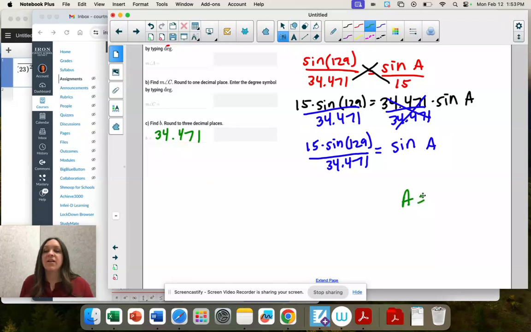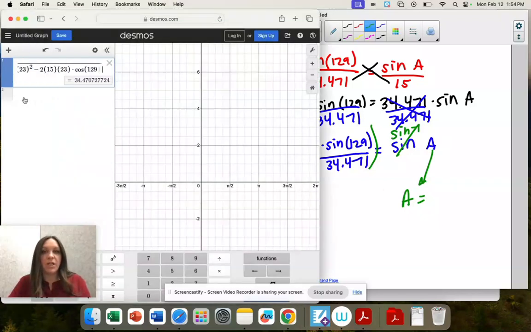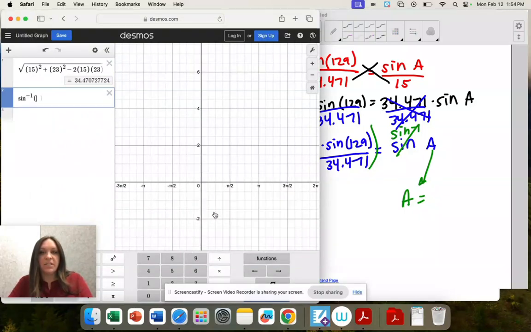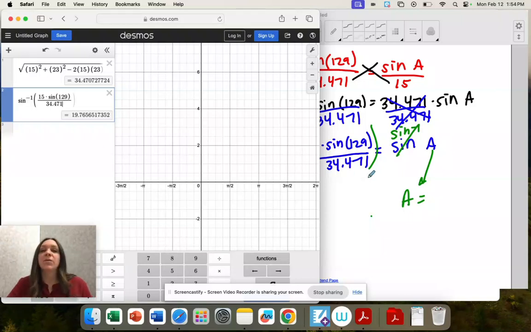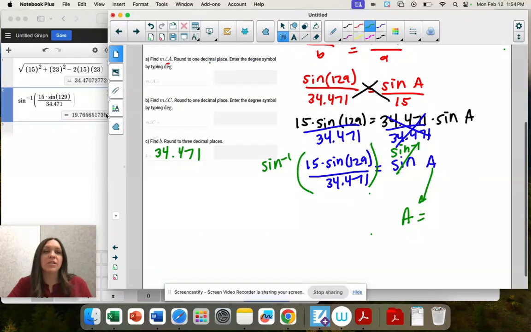Okay, now to get A by itself, we got to get rid of sine. And the opposite of sine is sine inverse. So I'm going to take sine inverse of both sides. And that's where we have A. So this whole thing is going to go in the calculator. Functions, sine inverse, 15 times sine of 129, all divided by that side that we originally solved for. Okay, and when it's an angle, we're just rounding to 1 decimal place, so it's 19.8 rounded.